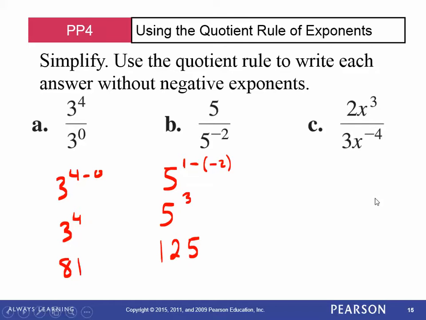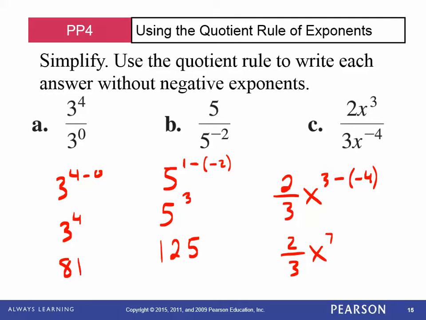Okay, and this one, now you got a fraction, because 3 doesn't go into 2, so we're going to leave the 2/3 out of this whole thing here. So how about 2/3 in front? And now we're going to do x to the 3 subtract a negative 4, which really makes x to the 7th. At this point, that is the most simplified version there.